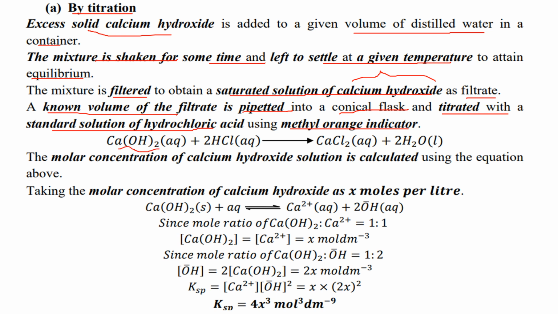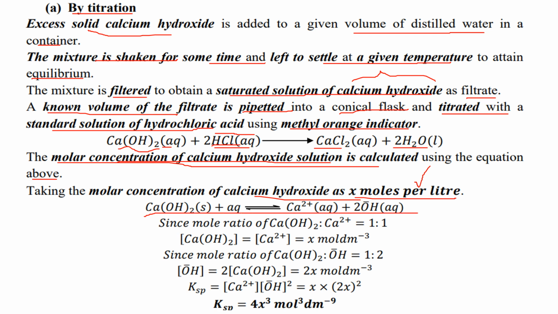So calcium hydroxide in aqueous form, because it's in the filtrate, reacts with standard hydrochloric acid to give us calcium chloride and water. Now we use the known volume of hydrochloric acid that we got to determine the molar concentration of the calcium hydroxide solution. So here we just say that the molar concentration of calcium hydroxide solution is calculated using the equation above because our HCl was standard. And after getting the molar concentration of calcium hydroxide, assuming that you got it as x moles per liter, we write the equation for the solubility product of calcium hydroxide.